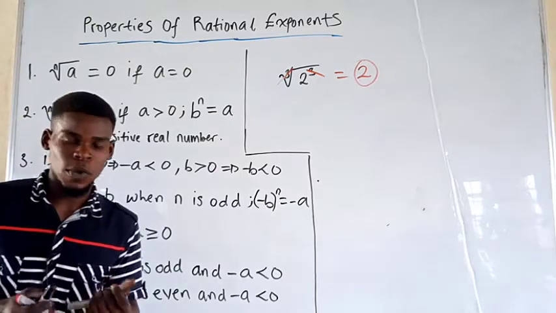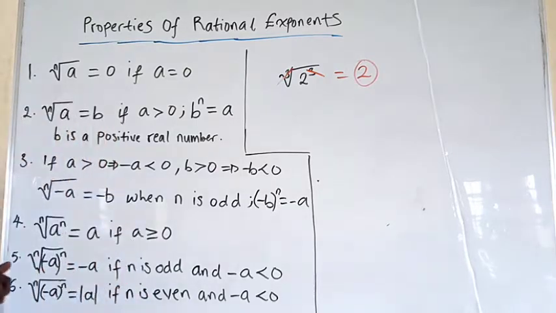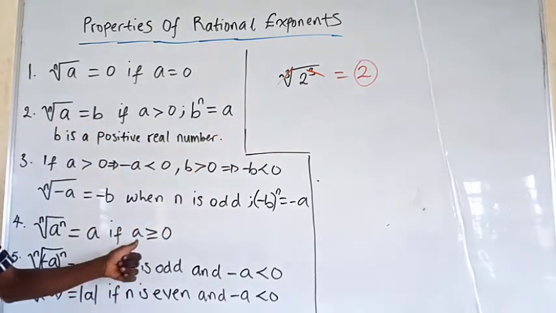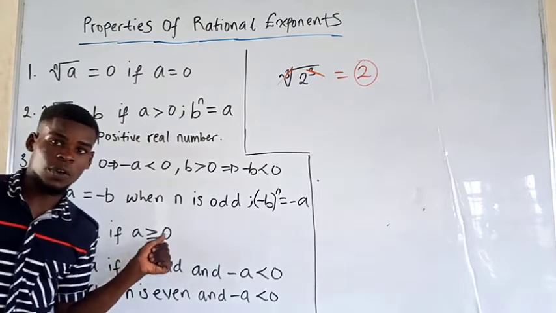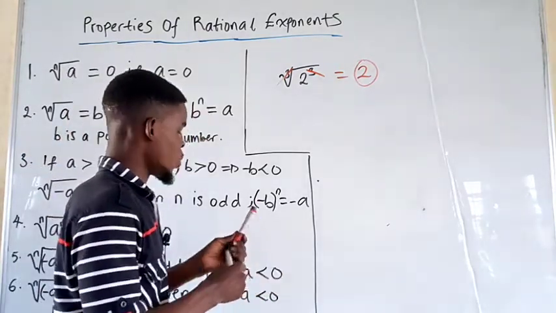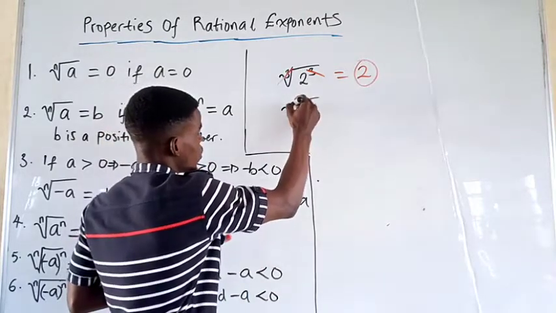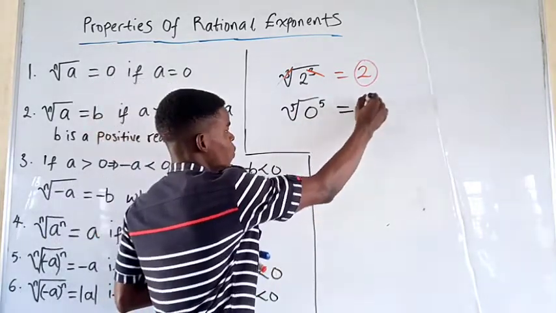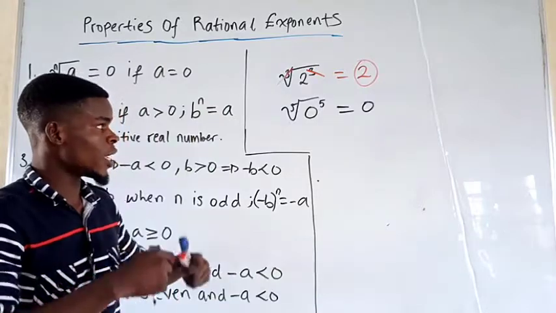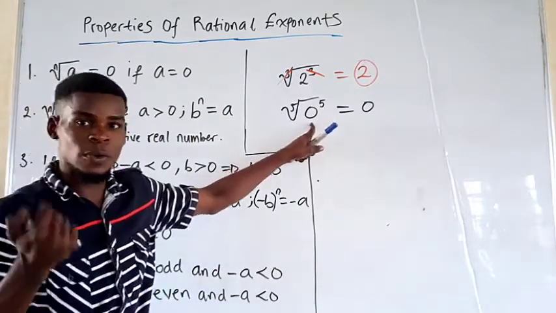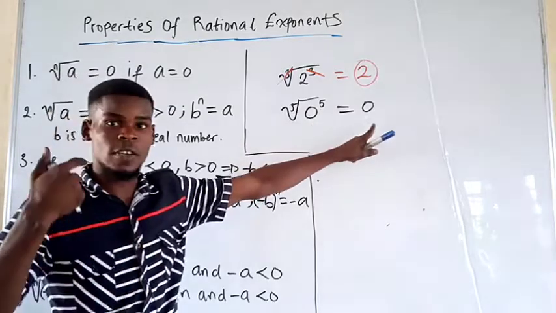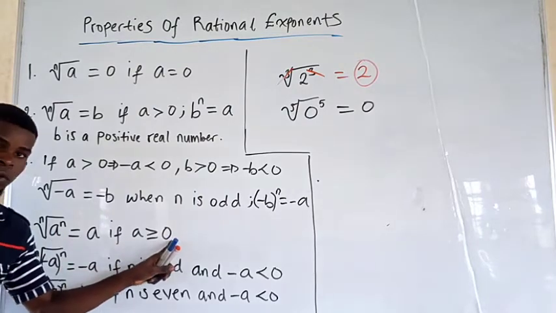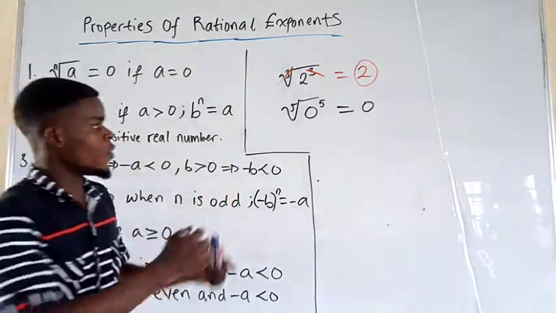But that does not always work out all the time. This will be equal to a, which is just the input 2, if the input is either greater than 0 or equal to 0. That is to say, for example, if we have the fifth root of 0 raised to the power of 5, this is just going to be 0 because the input is 0. So whatever input it is, provided it is greater than 0 or equal to 0, the result is going to give you that result. That is what this statement is saying. Whatever you put here, provided it is greater than or equal to 0, you are just going to get it out.